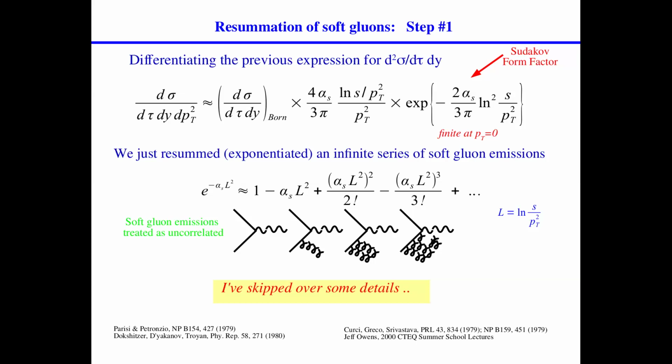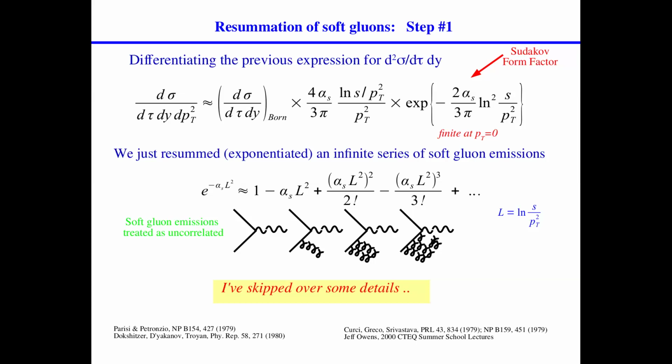And so here's the cartoon of what I've got. I've got an exponential of a minus alpha S log squared. So let me just write L for that log. I've got exponential minus alpha S log squared. And then if I expand that out, here is the assumed series that I'm doing. And I have alpha S log squared, that to the second power, third power, etc. And that's what I've done. So these are the soft gluon emissions that I'm assuming we're picking up.